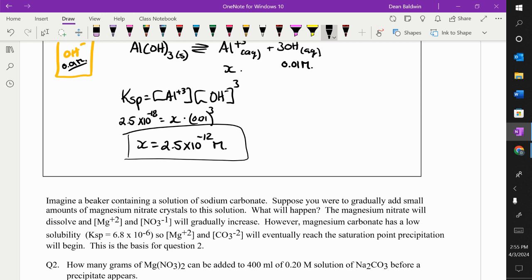This is the maximum amount of aluminum that can exist in that solution before it precipitates. Because this number coupled with that number generates the KSP, right? So as soon as I add more aluminum, I get a higher concentration here, which then means KSP trial would be greater than KSP, so it pushes back, and you'll get a precipitate forming. So this is the end game, the maximum amount, the ceiling you can get to before you start to precipitate stuff out. Does that make sense?